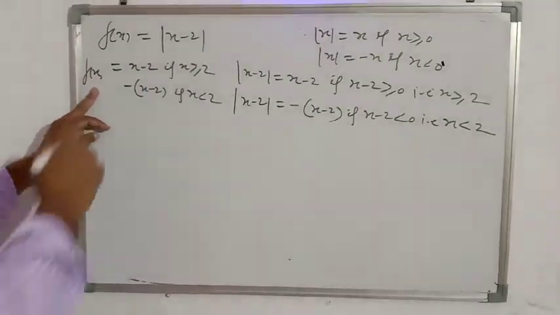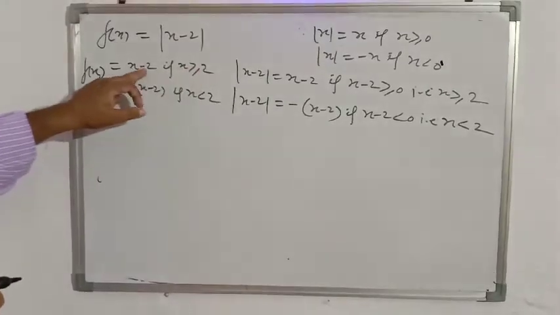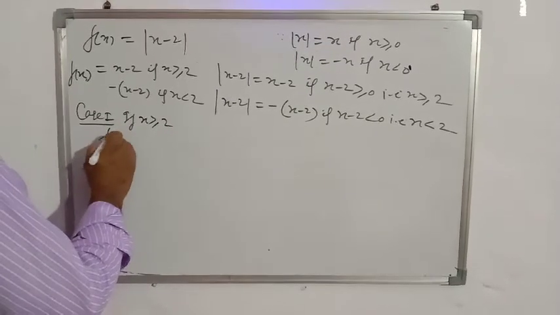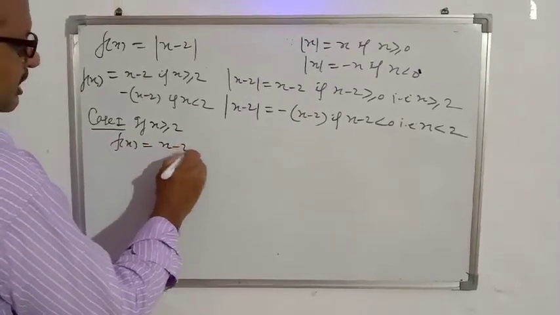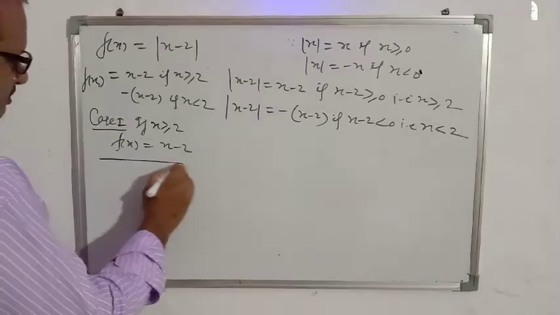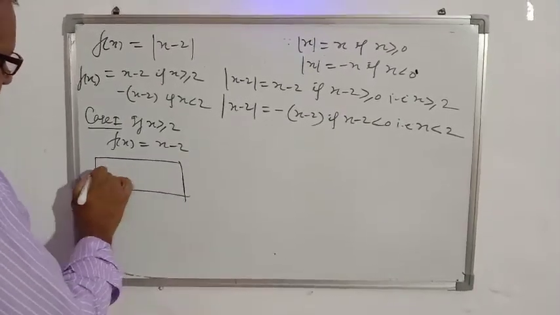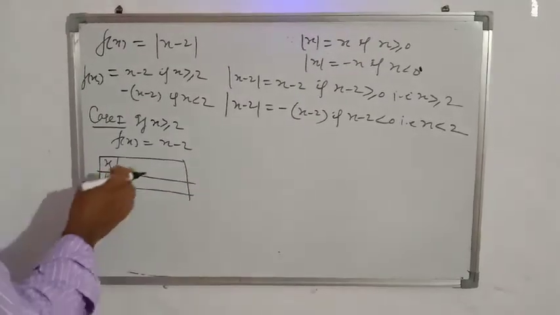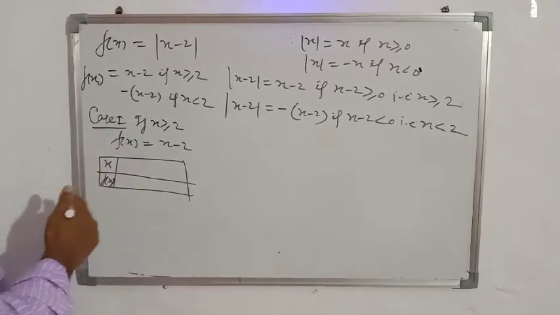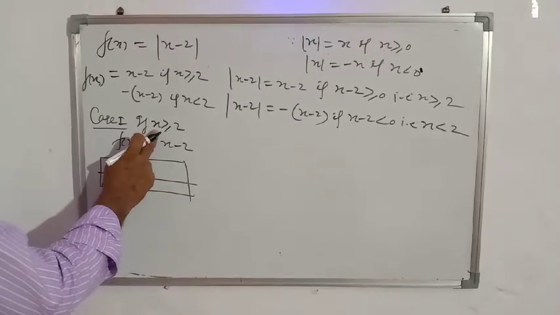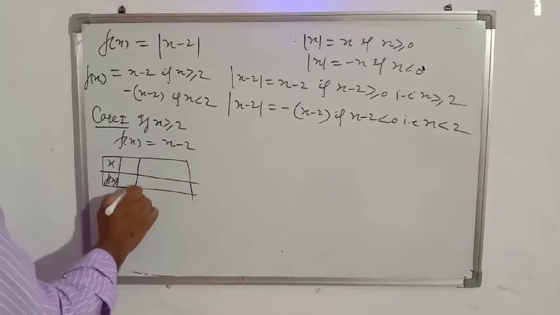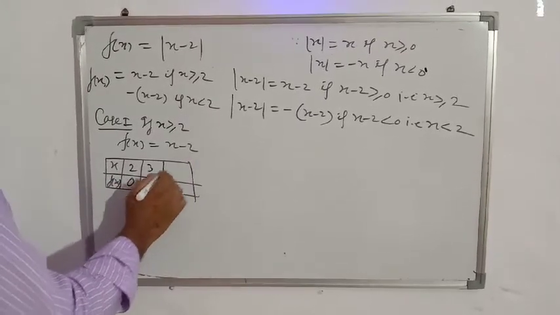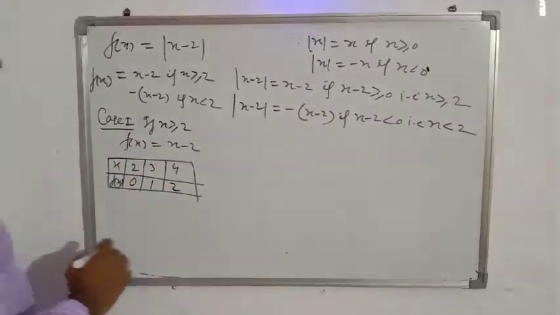So we are getting here two cases. Case first, if x is greater than or equal to 2, what is f(x)? f(x) is x - 2. So make the table of x and f(x). Again, it is a linear equation in two variables, it will give a straight line. We have to take the values x greater than or equal to 2. So if x is 2, 2 minus 2 is 0. 3, 3 minus 2, 1. 4, 4 minus 2, 2, like this.